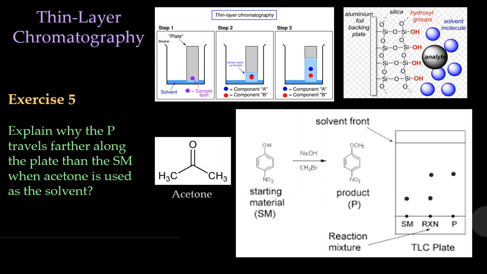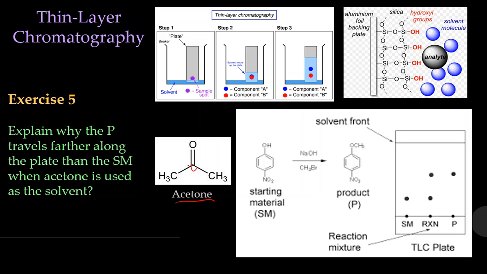But let's look at an example of the thin layer chromatography. I found this one online. I feel like it's pretty good. So looking at exercise 5, explain why P travels farther along the plate than SM when acetone is used as the solvent. Well, here's acetone. I gave you the structure. I don't expect you to know acetone off the top of your head, and a lot of times in the free response questions, they'll give you the diagrams and so forth to help you justify your answer. For those that don't know, acetone is the main component in fingernail polish remover. So it's a polar substance.